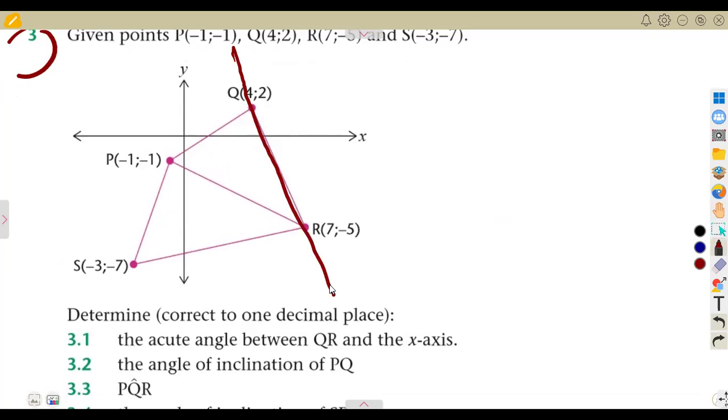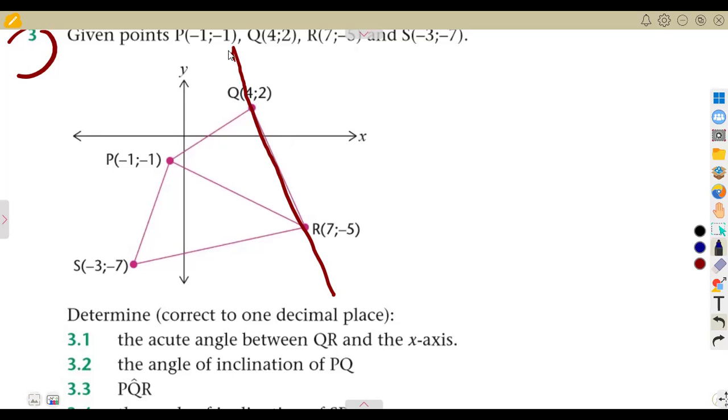QR. This line has got a negative gradient. Without even calculating, you can see there's the slope. It has got a negative gradient. So they are not asking you to calculate the angle of inclination. No, the acute angle is not the angle of inclination. It's just an angle that they're talking about. So you must know your angles. This is your line QR.